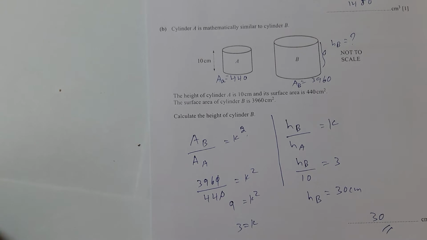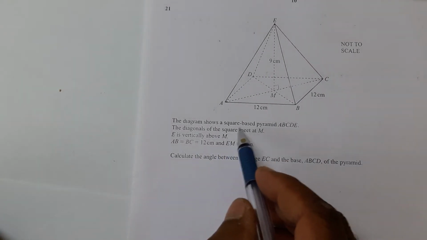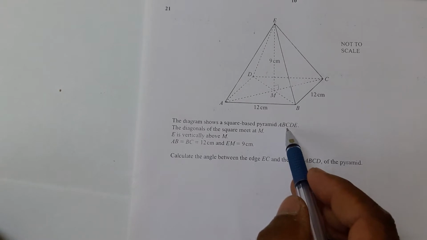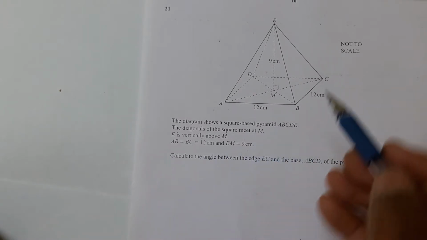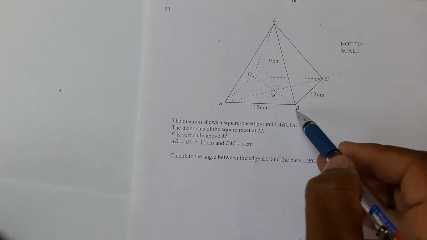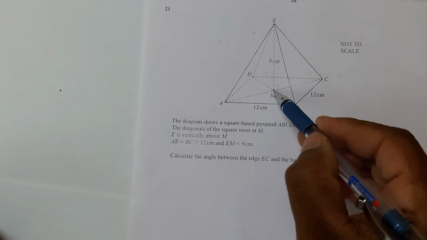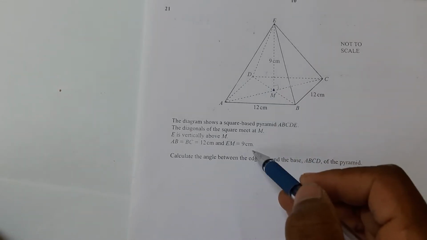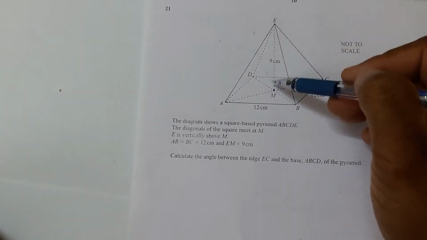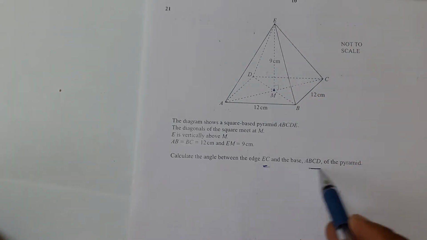Yes. Now next sum. The diagram shows a square based pyramid ABCD. The diagonals of a square meet at M. ABCD is a square based pyramid, so each side is 12. Diagonals are meeting at M. AB equal to BC equal to 12, EM equal to 9. The vertical height is given as 9. Calculate the angle between EC and ABCD of the pyramid.